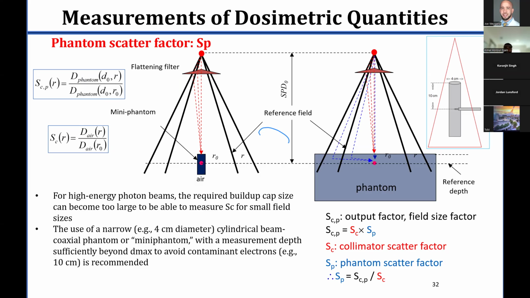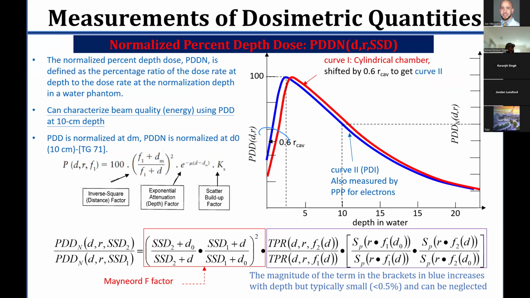Now, from my perspective in clinical practice, keep in mind that the total scatter factor, which is SCP, is essentially the product of the collimator scatter factor and the phantom scatter factor. We can easily measure the total scatter factor. We could measure the collimator scatter factor. So we can use these two and simply divide the total scatter factor by the collimator scatter factor to get our phantom scatter factor. That provides a much more practical and an easier way for us to get our values.